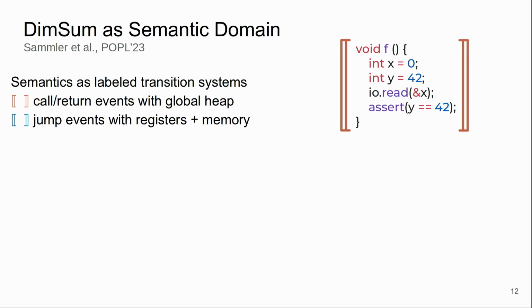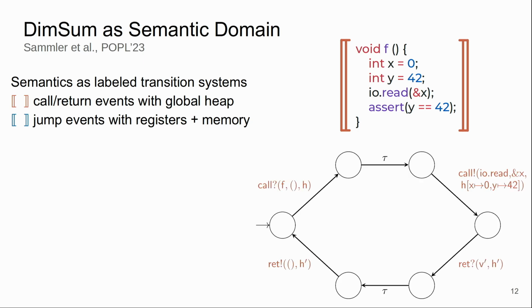So consider the example from the beginning, where we have a function f that allocates two local variables x and y, then passes a pointer to one variable to a library and asserts that the other variable was unchanged. As a labeled transition system, this program looks like this. In the beginning, the function f waits for an incoming call without any arguments. On this incoming event, it additionally gets a heap h, where it then starts executing.